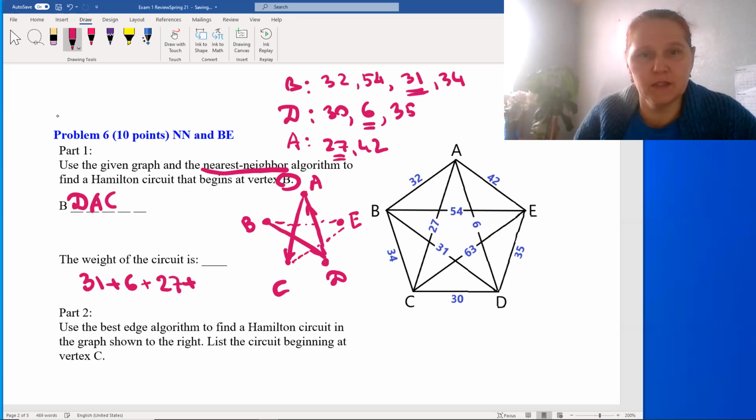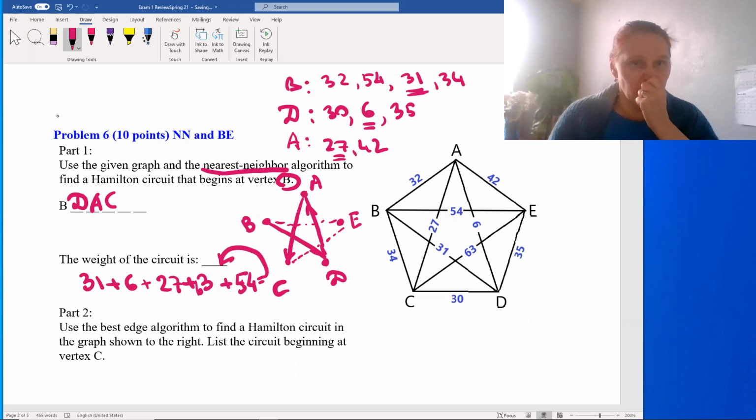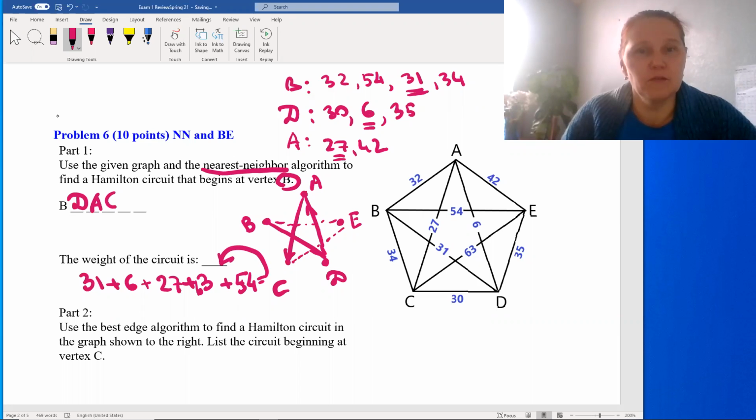So you add 63, and you add 50, 54. So, and you write the answer to the weight of the circuit. And here from C, we go to E and return to B.